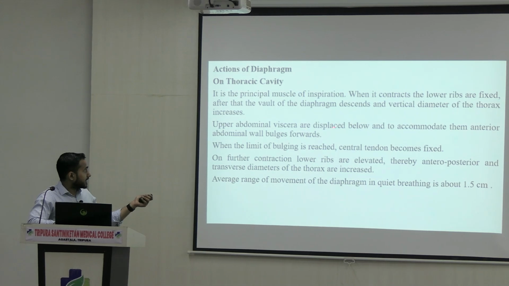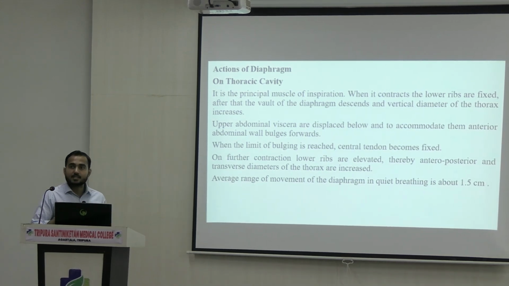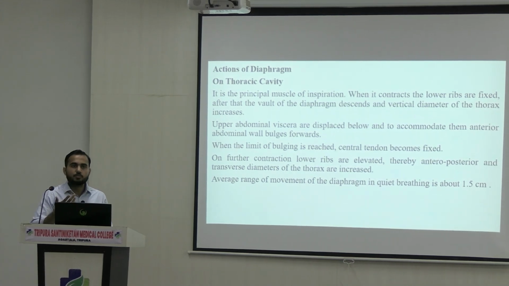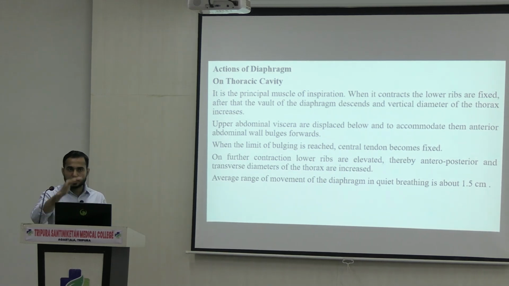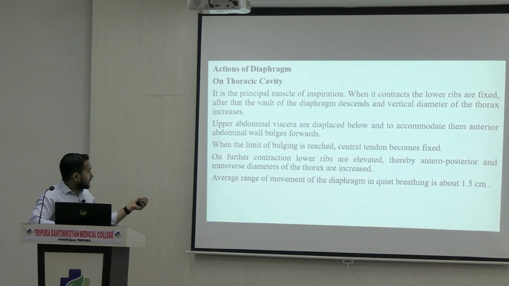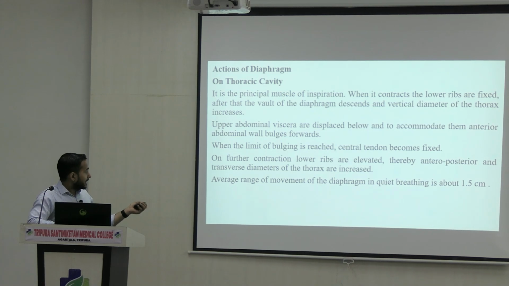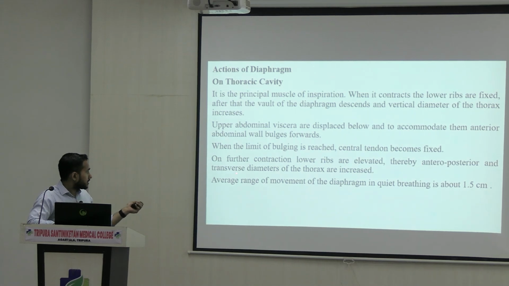Next, the upper abdominal viscera are displaced below and accommodated by the anterior abdominal wall. As a result, there will be a bulge in the anterior abdominal wall. Whenever you are breathing, I hope you have noticed that there is a bulge in the anterior abdominal wall. These phenomena are sequential, one after one. Now, when the limit of the bulging is reached at the maximum, the central tendon becomes fixed. After that, on further contraction, there will be elevation of the lower ribs, thereby the anteroposterior and transverse diameters of the thorax will also increase.